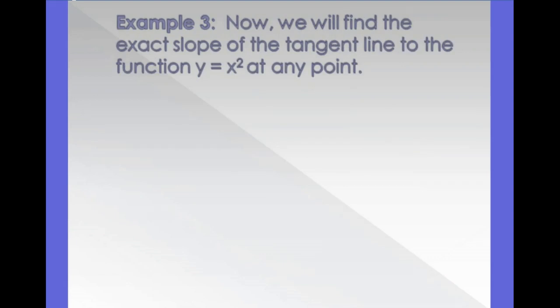So it says, now find the exact slope of the tangent line to the function y equals x squared at any point. So in the previous problem, we found it at the point 1, 1. We can actually find it at the point A, or any A, in the whole problem. So what we're going to do is take the limit as h approaches 0 of f of a plus h minus f of a all over h, where f is x squared.